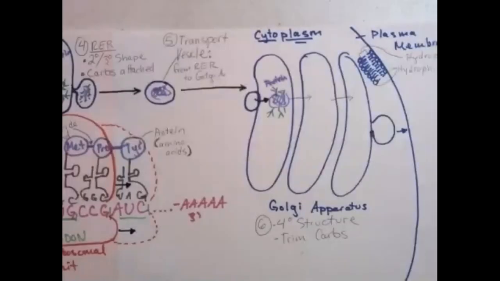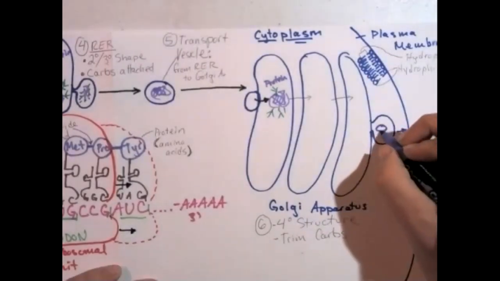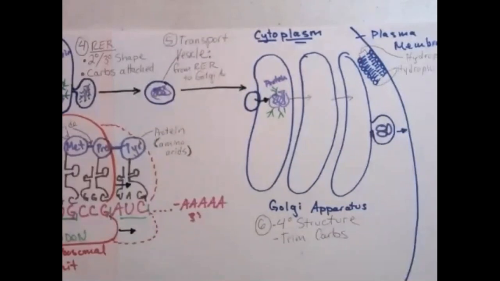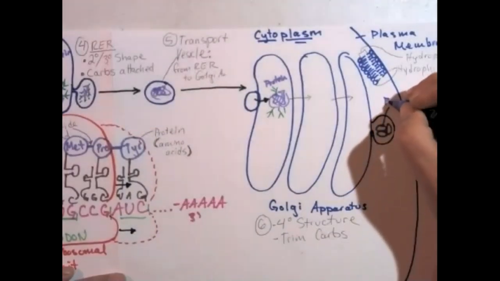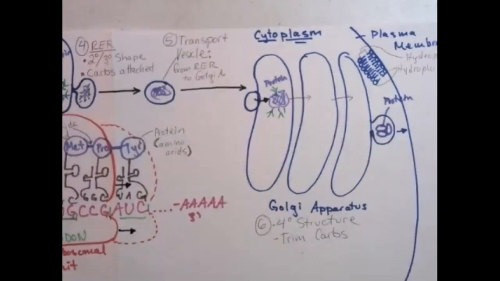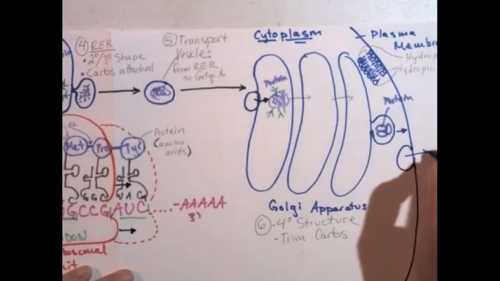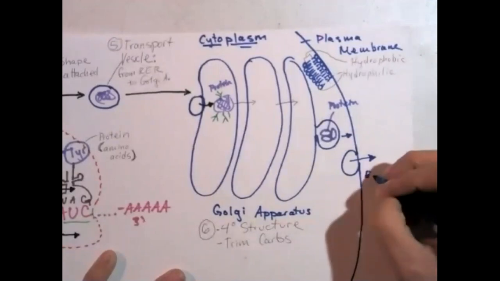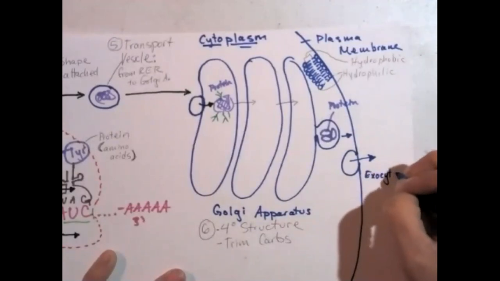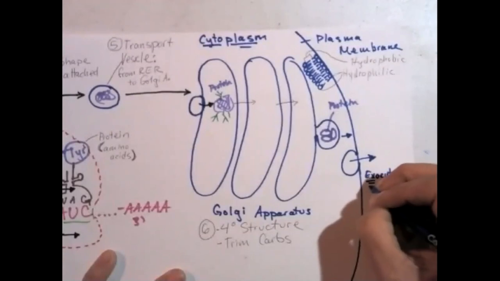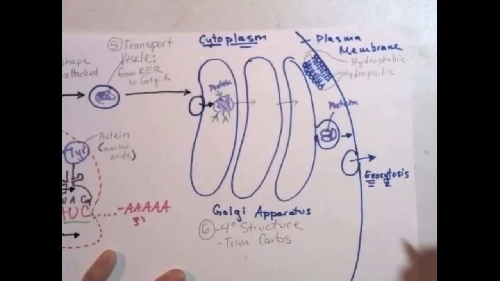So let me draw that in real fast. Okay. Protein is now finished. All right, so all done. Here's our protein. Vesicles coming from the Golgi apparatus can either fuse with the outside of the cell and therefore dump their contents outside. This is a process that we will learn about on Monday, I believe, called exocytosis. So something to do with exiting the cell.